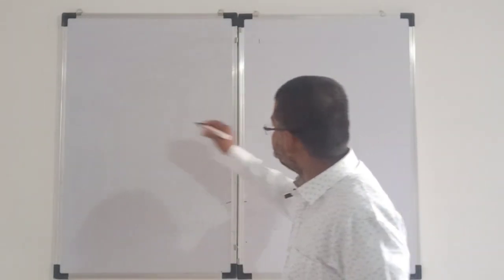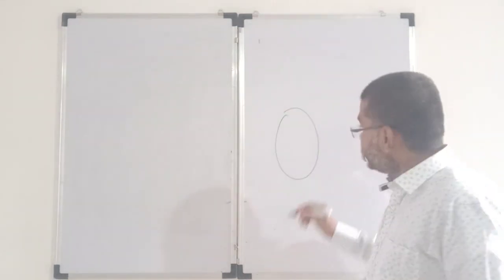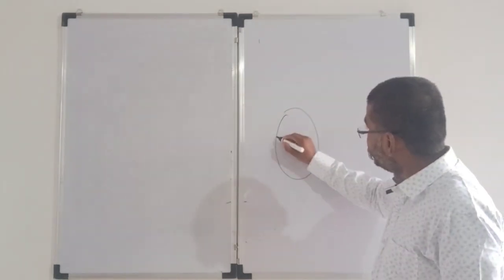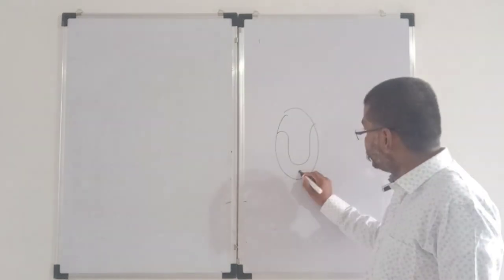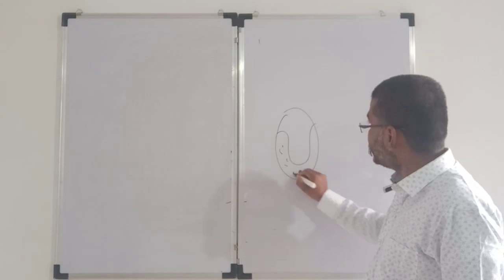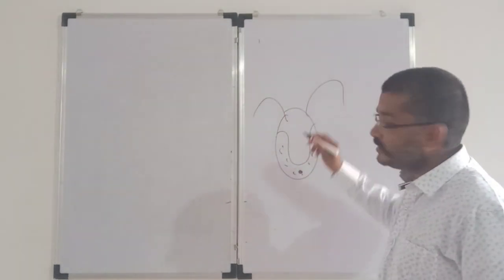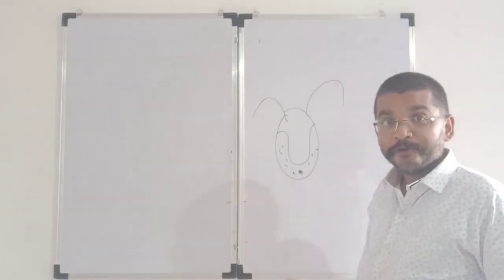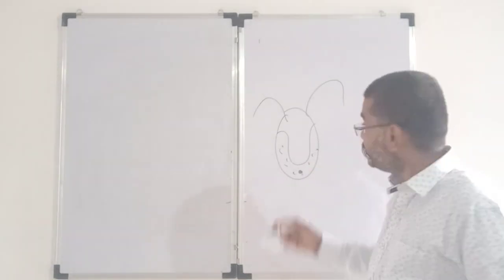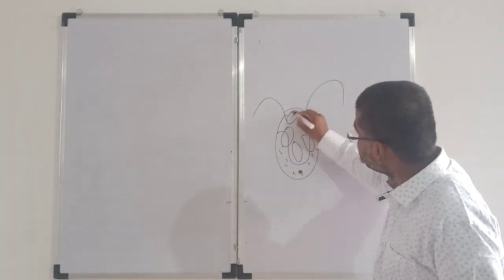For example, here it is a chlamydomonas cell. The chlamydomonas cell is provided with a cup-shaped chloroplast, nucleus and cytoplasm. Under favorable condition, this chlamydomonas cell, which is already provided with two flagella, what will it do? It produces a large number of motile spores.